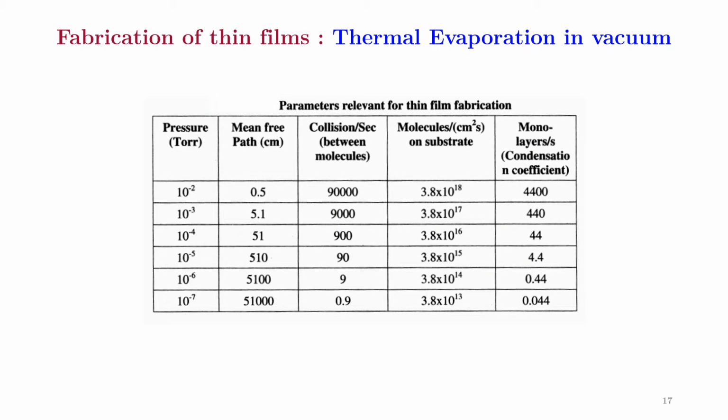The molecules per centimeter square per second that are deposited on a substrate depends on the pressure. As the pressure inside the chamber decreases, we can see that the mean free path of the molecules actually increases. As the mean free path increases, we can see that the collisions per second between the molecules actually decrease. And for that reason, the molecules that are deposited on the substrate decrease as pressure increases.